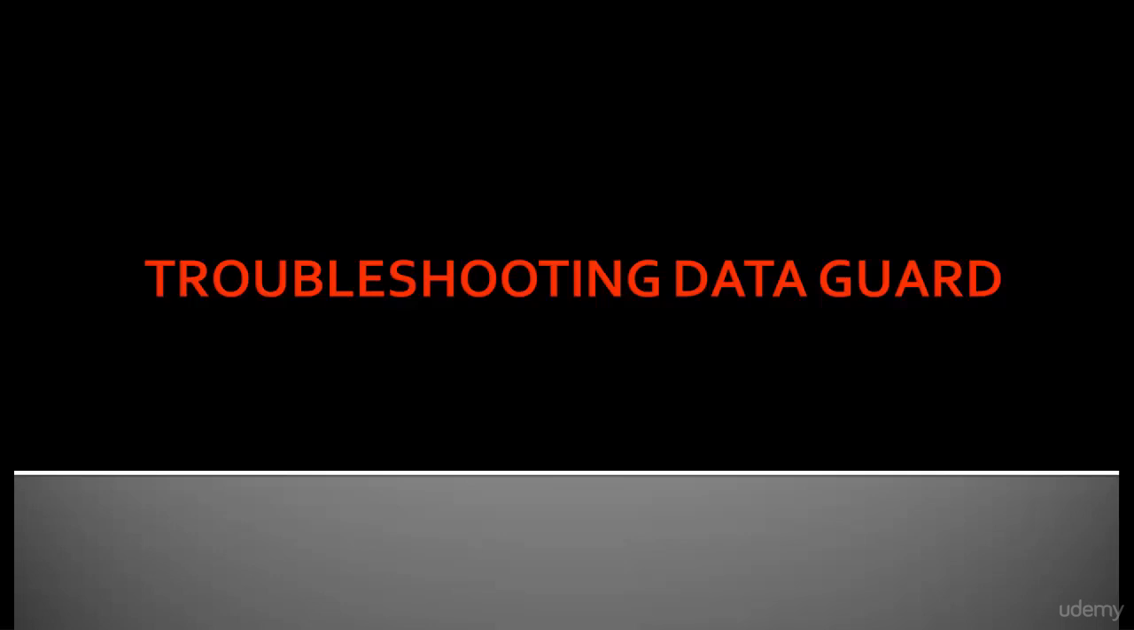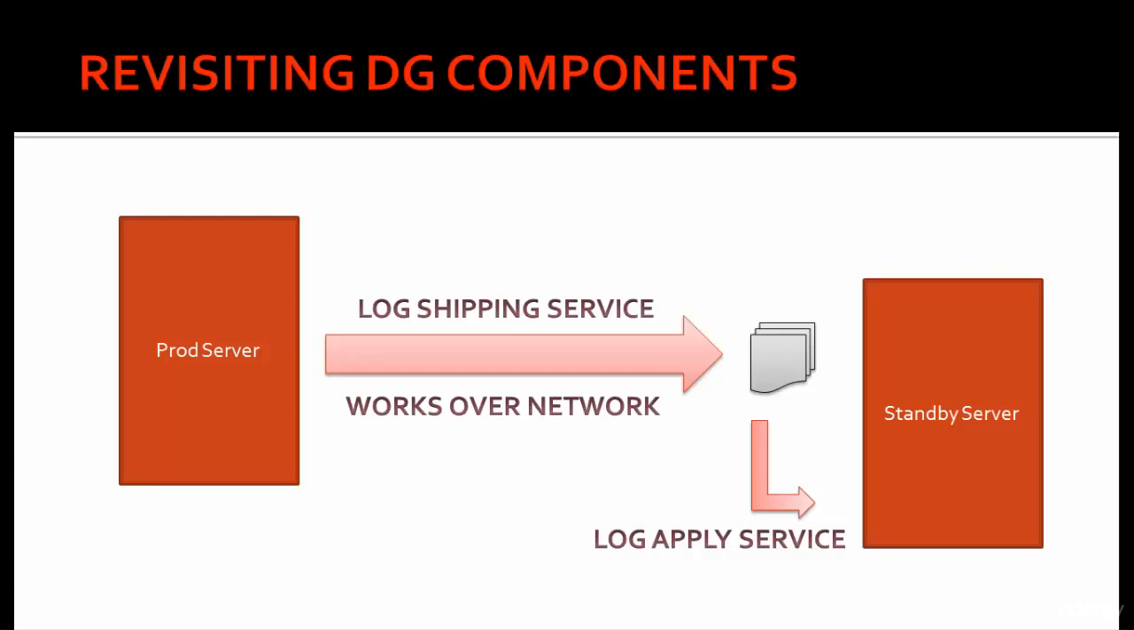So we'll get inside the data guard troubleshooting steps and see how we can troubleshoot a data guard. Let us revisit the data guard components. We know that there is a production server, we know that there is a standby server, and we also know that there is something called the log shipping service which works over the network, and if there is an issue with the network, definitely your log shipping service won't work.